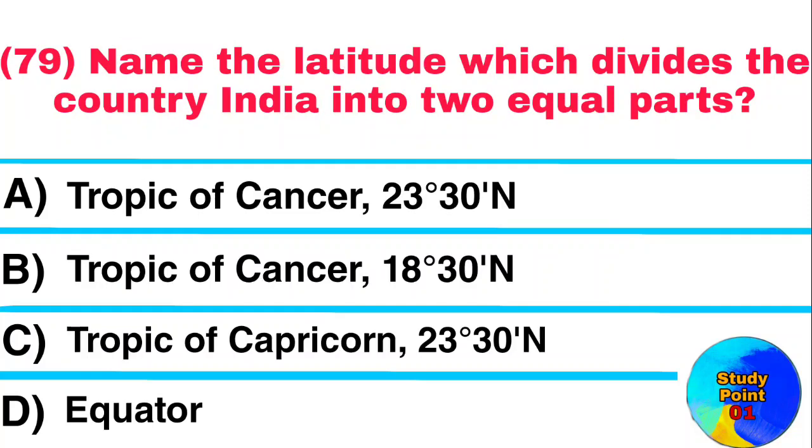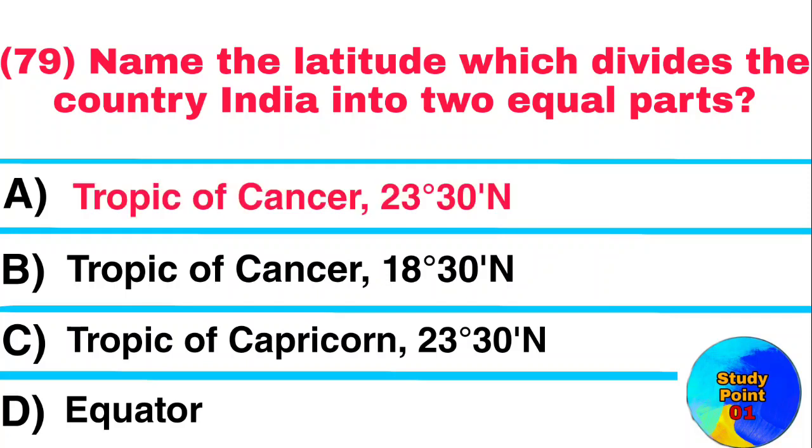Answer. 24. Question. Name the latitude which divides the country India into two equal parts. A. Tropic of Cancer, 23 degrees 30 minutes N. B. Tropic of Cancer, 18 degrees 30 minutes N. C. Tropic of Capricorn, 23 degrees 30 minutes N. D. Equator. Answer. Tropic of Cancer, 23 degrees 30 minutes N.